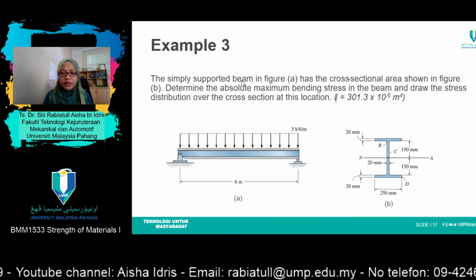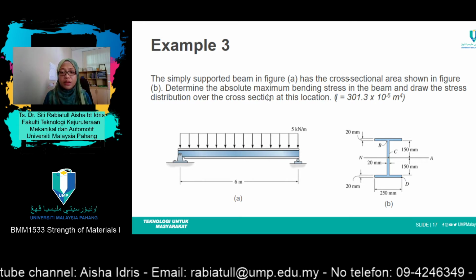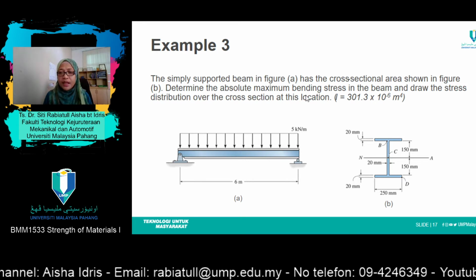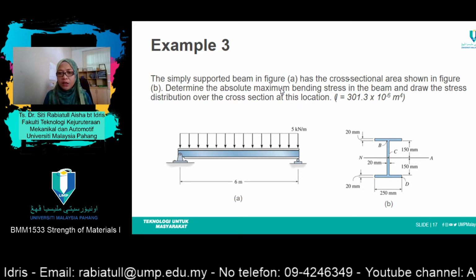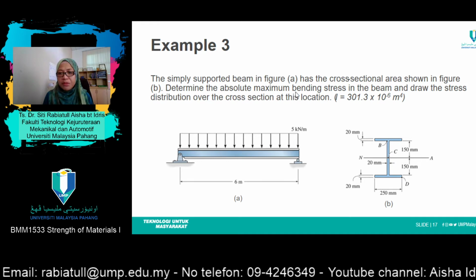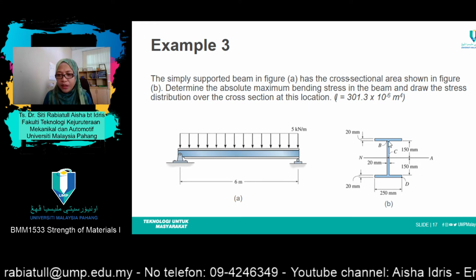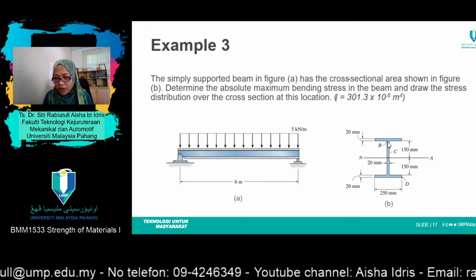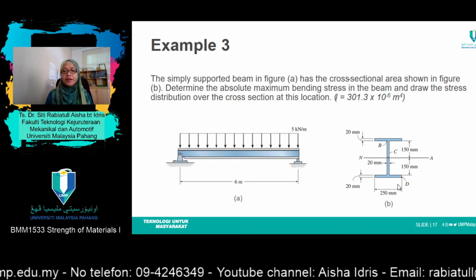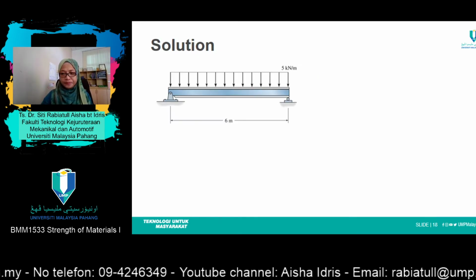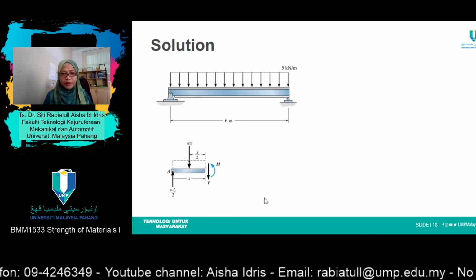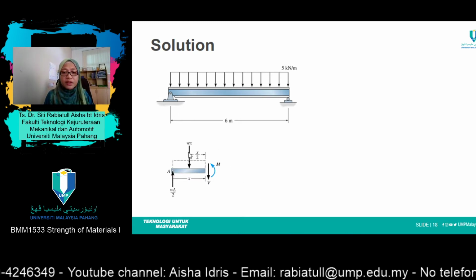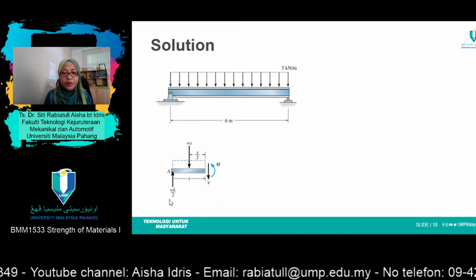Okay, so the question asks you to determine the absolute maximum bending stress in the beam. I think the maximum bending stress is at point B and point D here. Now, the first step is that you need to draw a free body. You need to cut the section and draw its free body diagram.